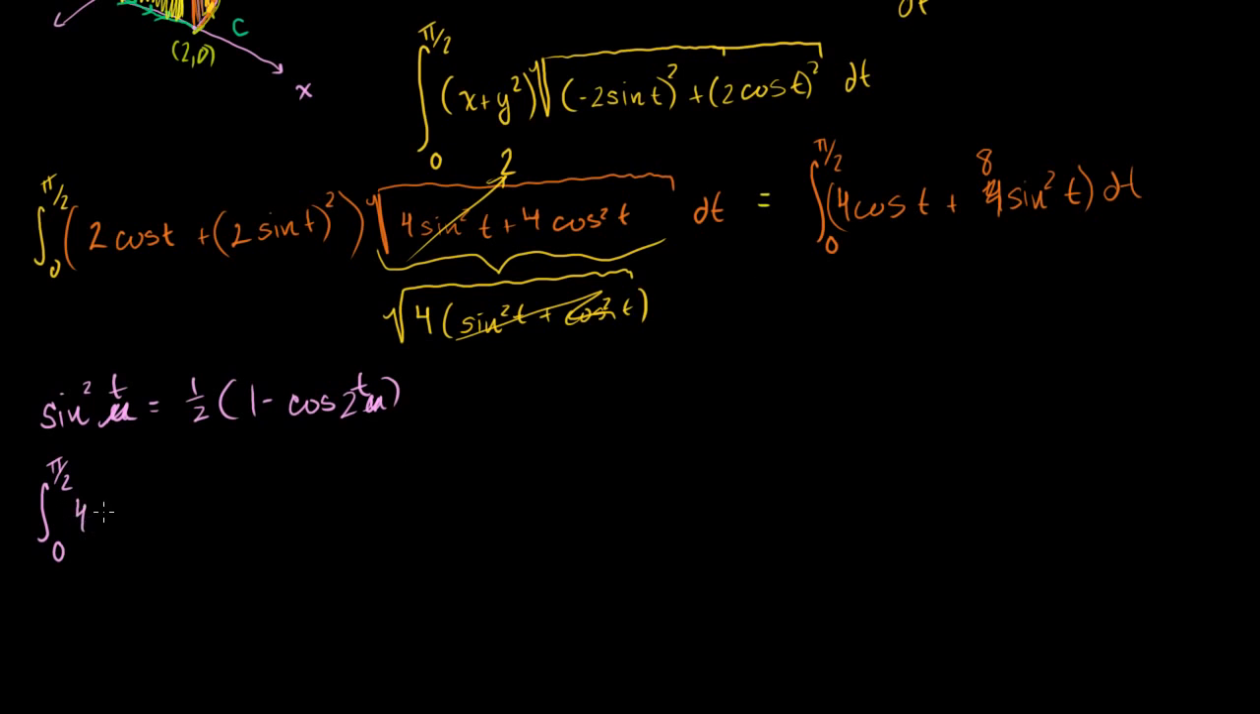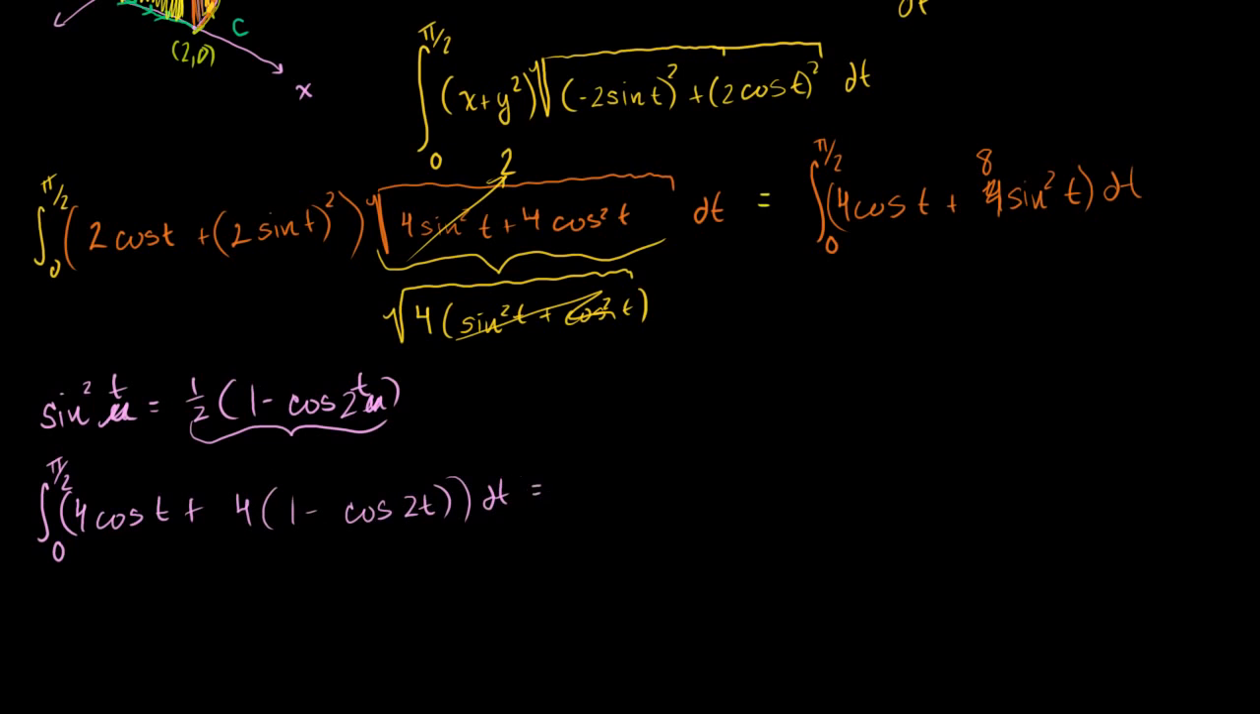I could break it up, but I won't. 4 cosine of t plus 8 times this thing. This is the same thing as sine squared of t. So 8 times this, 8 times 1/2 is 4. 4 times 1 minus cosine of 2t. Just use a little trig identity there. And all of that dt. Now this should be reasonably straightforward to get the antiderivative of.